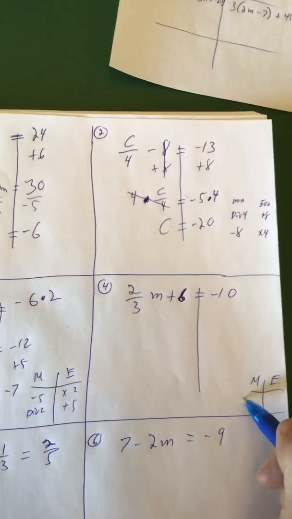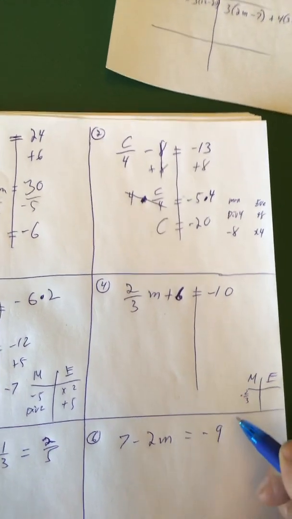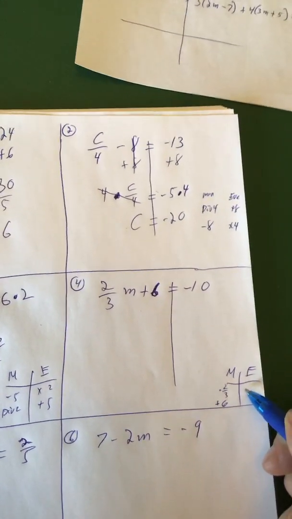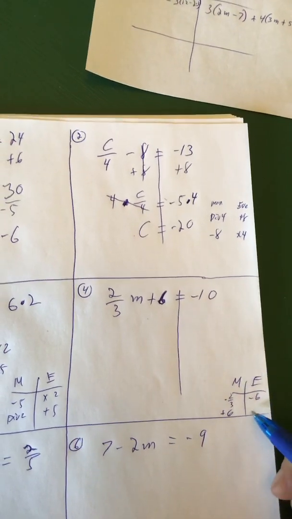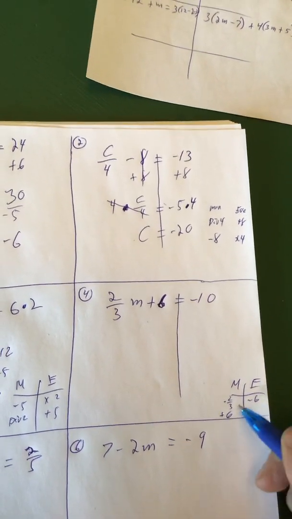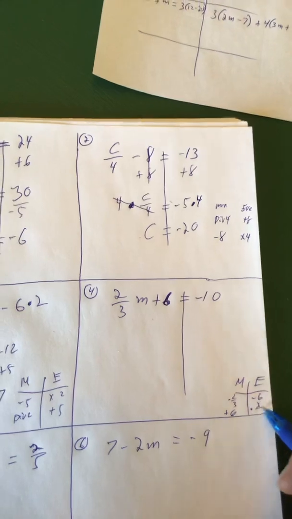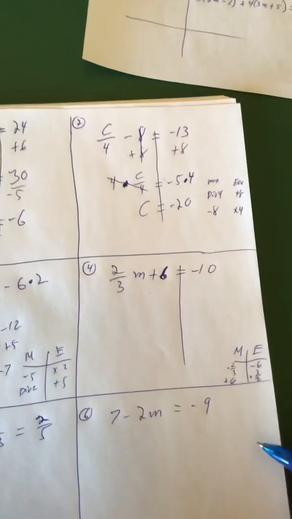Looks like I'm multiplying by 2/3, and then I'm adding 6. So in the evening, I'm going to subtract 6, and then I'm not going to divide by 2/3. I'm going to multiply by 3/2. When it's a fraction, just multiply by the reciprocal. It's going to be so much easier.